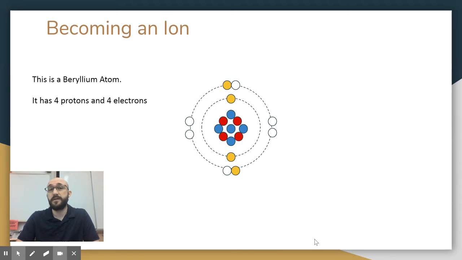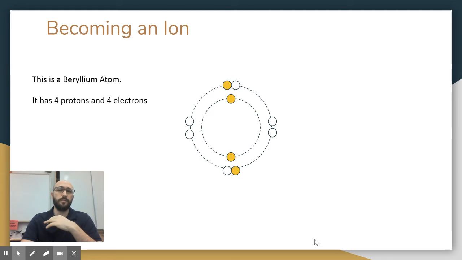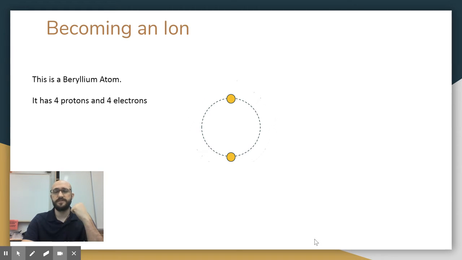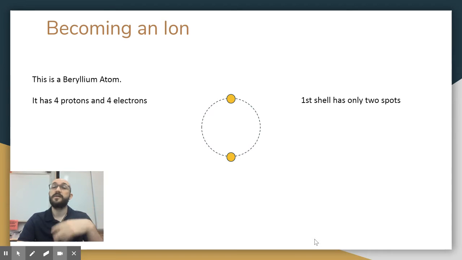This right here is a beryllium atom. It has 4 protons. It has 4 electrons. That means that it has 4 positives and 4 negatives. Let's ignore the nucleus for a moment. Let's focus on the electrons. So I start with 2 electrons that I need to put somewhere. They have to go in the first shell. But there's only 2 spots there.